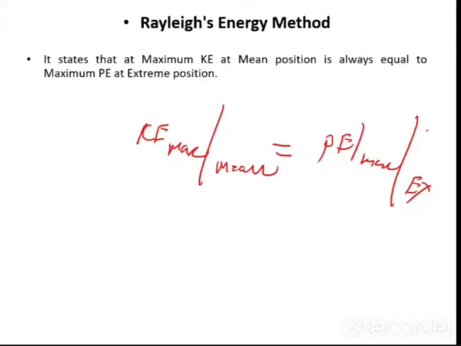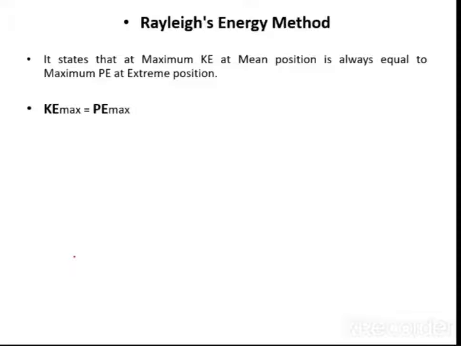This is what they are saying. This is the statement. I hope it is clear to all of you. So KE max is equal to PE max. Potential energy is always maximum at the extreme position. Kinetic energy is always maximum at the mean position.